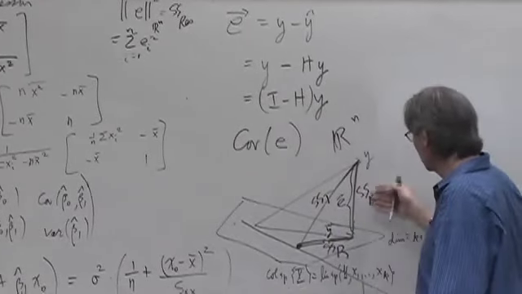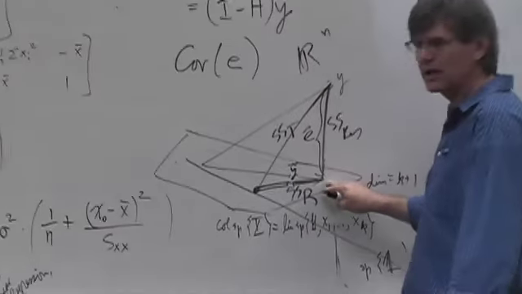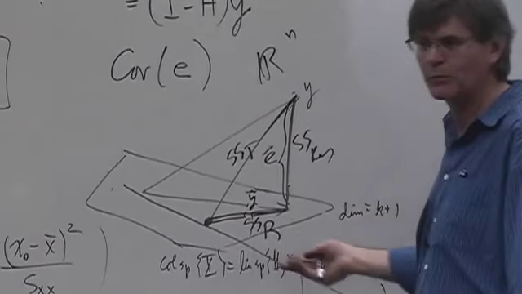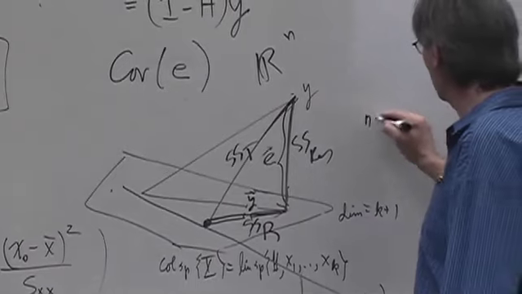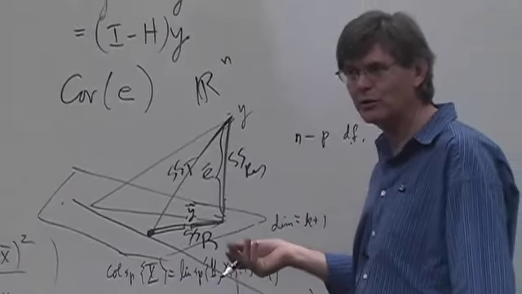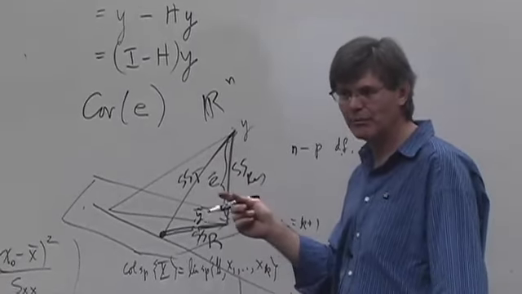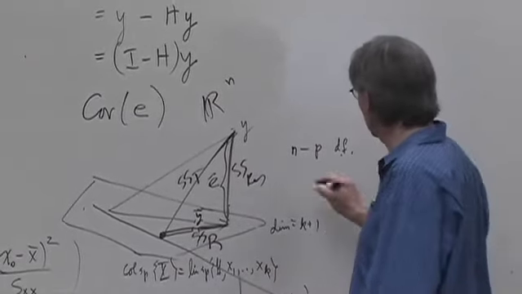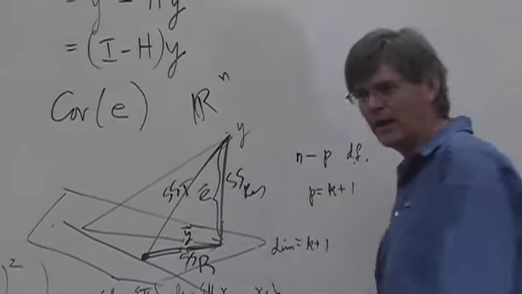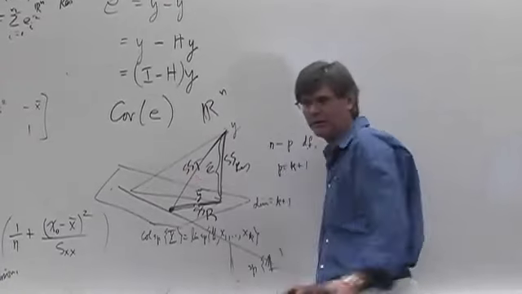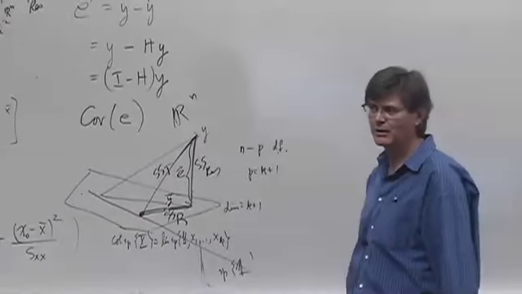What's the dimension of this? Well, there are n dimensions, there's k plus 1 dimensions here. So therefore there's n minus p, or n minus k minus 1, dimensions here. So this should be n minus p degrees of freedom. It was n minus 2 in the case of simple linear regression, n minus 3 in the case of 2 regressors, and n minus p in the case of k regressors, where p equals k plus 1. So that should be the dimension that e lies in. The orthogonal complement of this column space is that dimension.